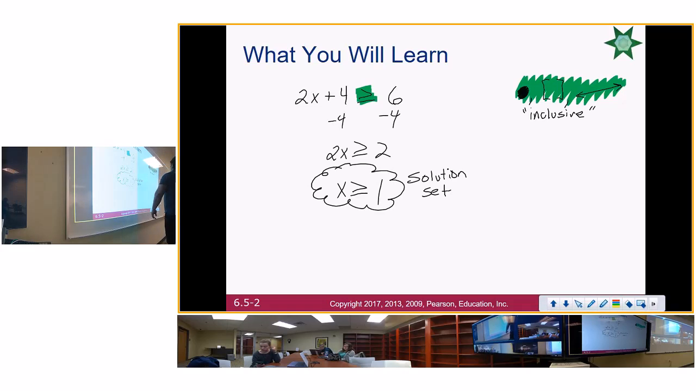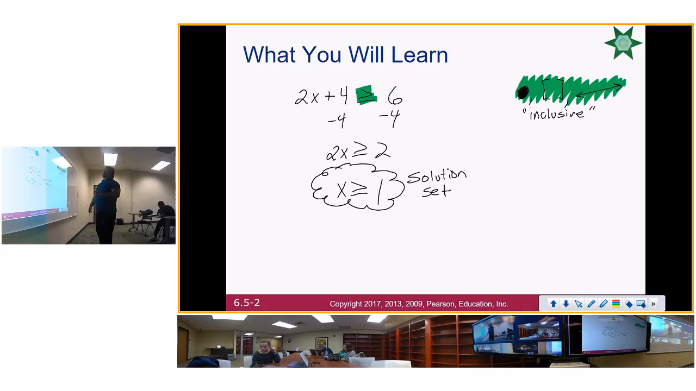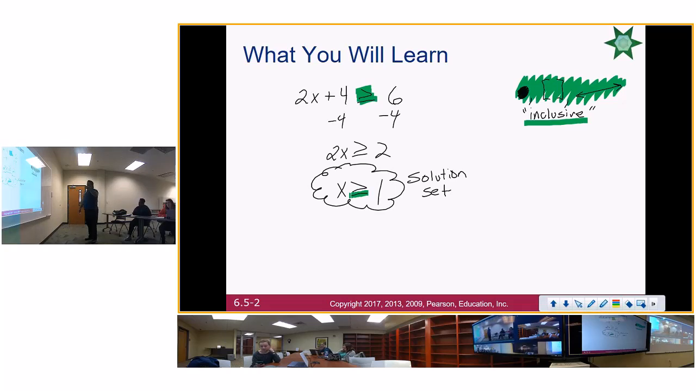What does that mean? That means that any number above 1 will work in this problem. I could plug in a 1, I could plug in a 2, I could plug in a 6. How can I plug in a 1? Because it's inclusive, meaning that I can use 1 when I plug it back in. That means I can use the number that I've got: 1, 2, 1.5, 101, 7.